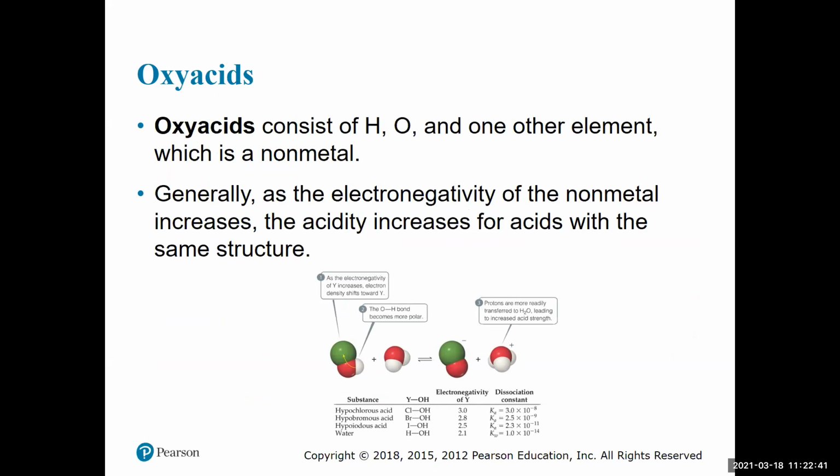So when we have acids that have hydrogen, oxygen, and another element, and that other element is a non-metal, those are called oxyacids. And in general, as the electronegativity of that non-metal increases, the acidity increases for acids with the same structure. And down at the bottom here, we see some examples of this, where ClOH is more acidic than BrOH and on down the line. And that goes back to the electronegativity of the non-metal portion that the OH is attached to.